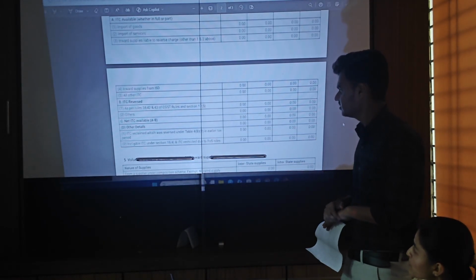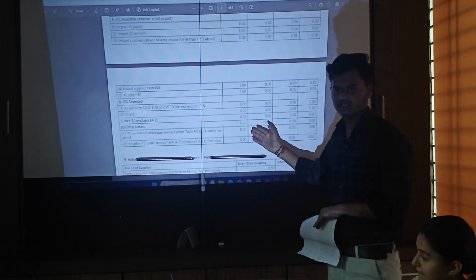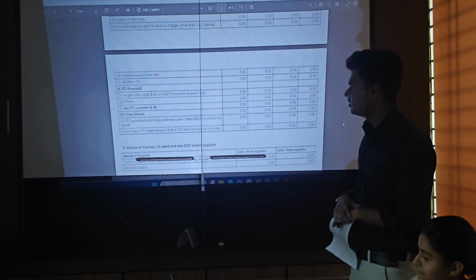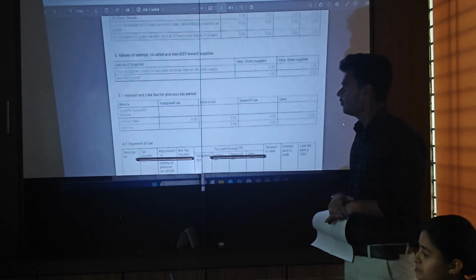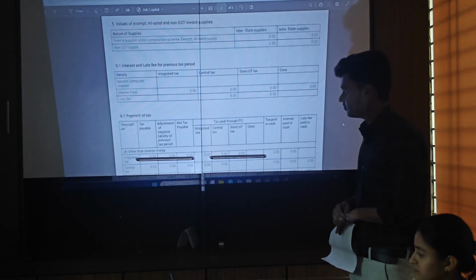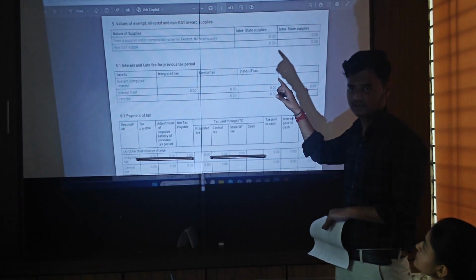ineligible ITC under section 16(4) and ITC restricted due to favors. This data also comes from 2B only, ineligible ITC. And table number 5 is for value of exempt supply, exempt, nil rated and non GST supplies. Means this table also comes from the GSTR 1.